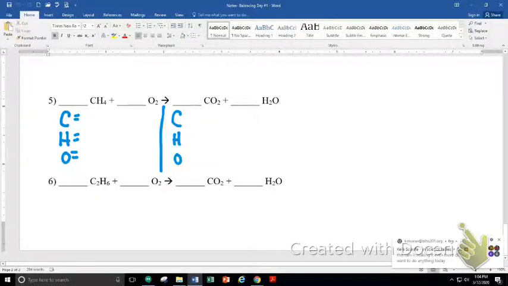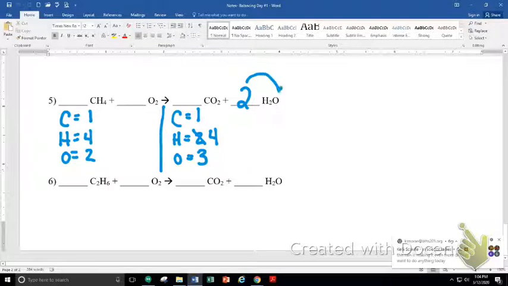So with your initial count, we have 1 carbon, 4 hydrogen, 2 oxygen. Product side would be 1 carbon, 2 hydrogen, and if you look carefully, we have a total of 2 oxygen plus the 1 in the water, so there's a grand total of 3. When you begin balancing, the carbons are equal, the hydrogens are not, so my coefficient here should be a 2. If I take 2 times my subscript 2, I get 4.